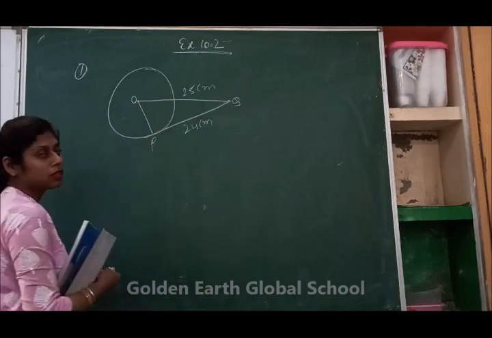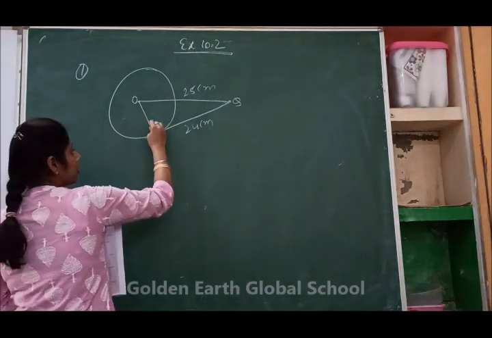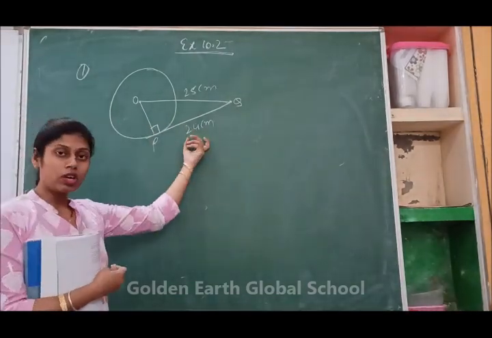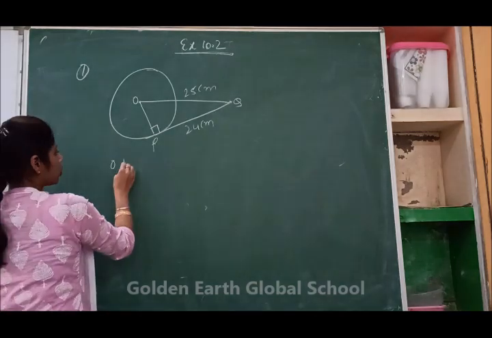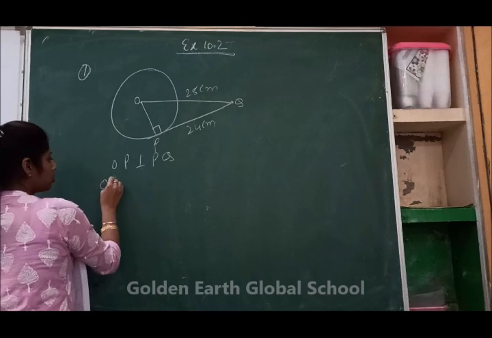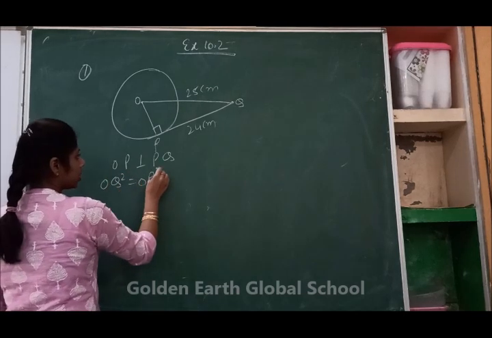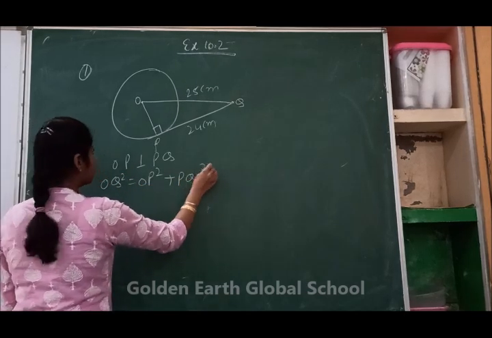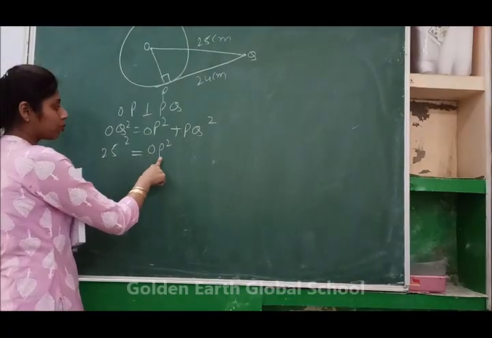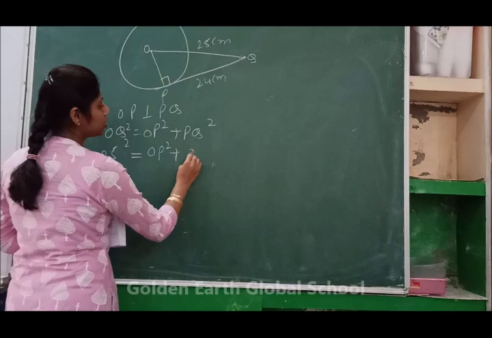Consider this point is P. So OP is perpendicular to PQ because radius is perpendicular to tangent. So apply Pythagoras theorem here. OQ square equals OP square plus PQ square. OQ is 25, so 25 square equals OP square plus PQ, which is 24 square.